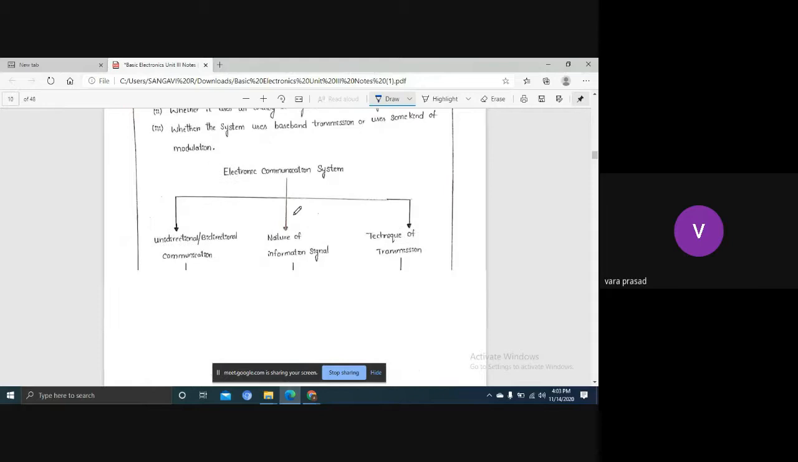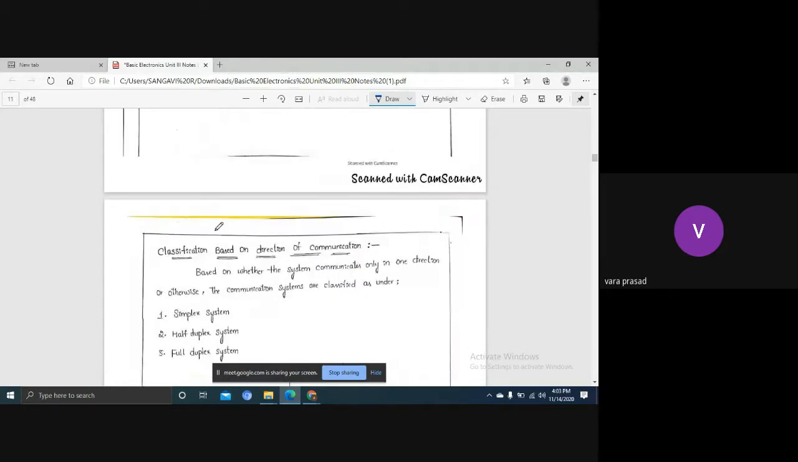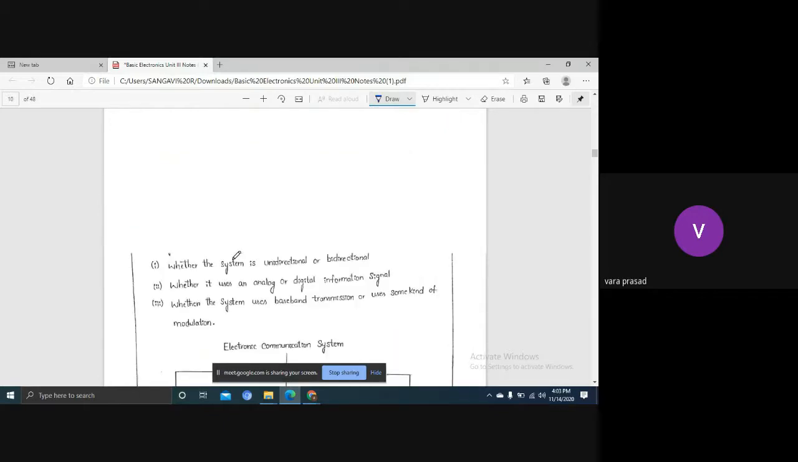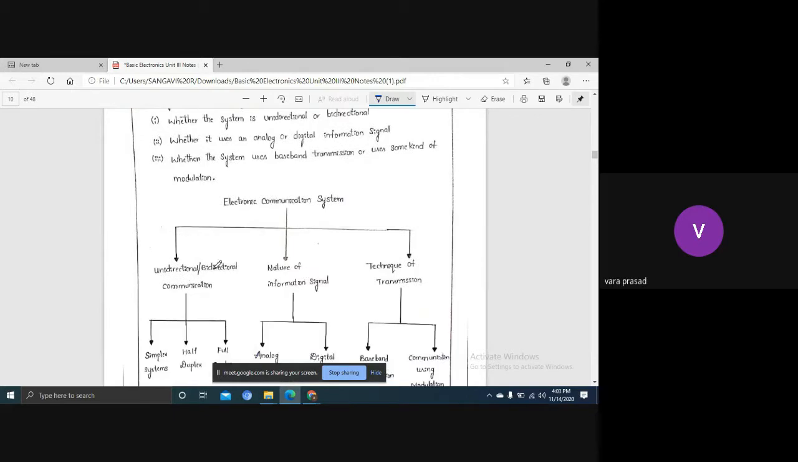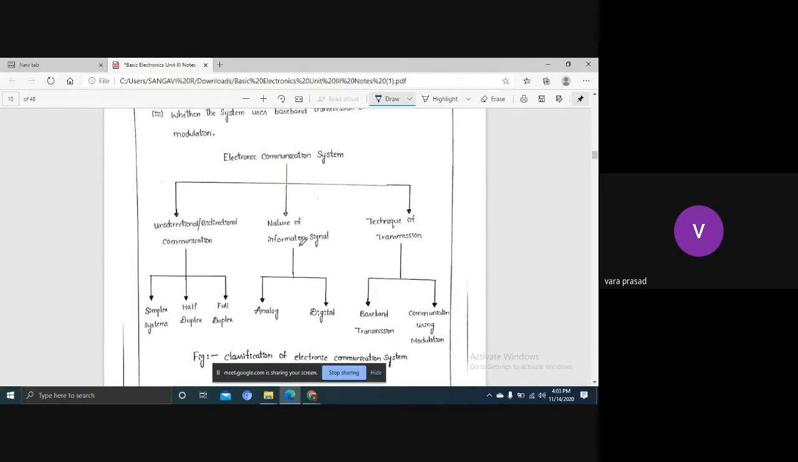Classification of communication systems. See here, the electronic communication system has three classifications: direction of communication, nature of information signal, and technique of transmission. Under unidirectional and bidirectional communication, we have the simplex system, half duplex, and full duplex. These three are very, very important. If they ask you to explain simplex, half duplex, and full duplex, you need to write these three.